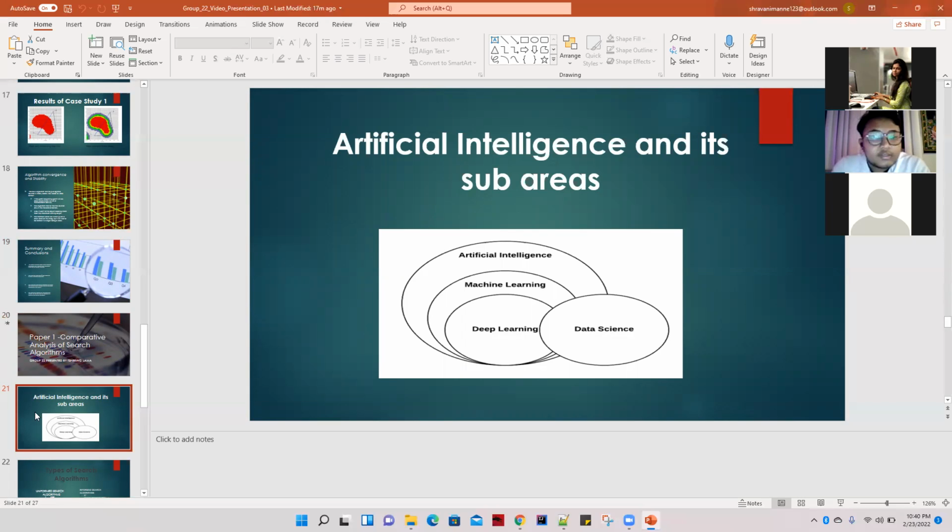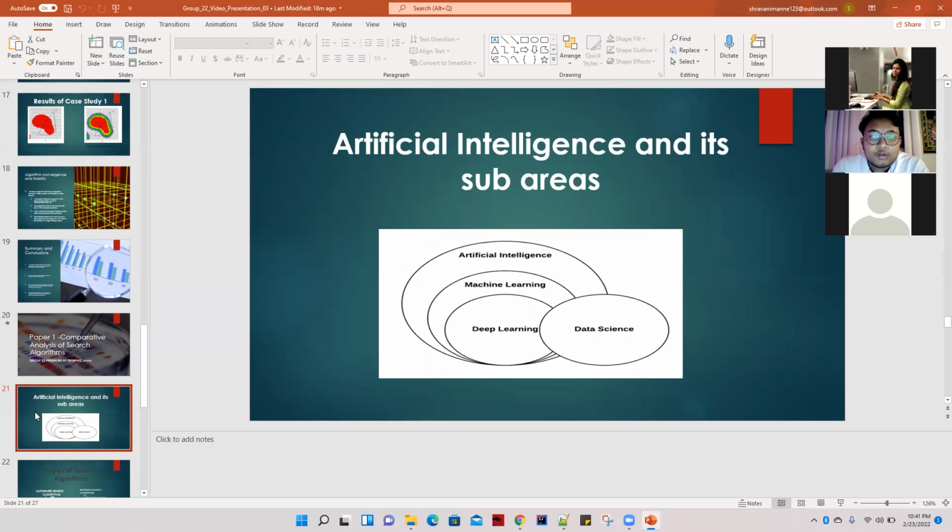Artificial intelligence is a broad study of computers to make them think like humans. It incorporates the areas of machine learning, deep learning, and data science. AI includes problem solving, that is search techniques, knowledge and reasoning, adversarial search, and expert search. All these fields are interrelated to obtain the main goal, which is artificial intelligence.